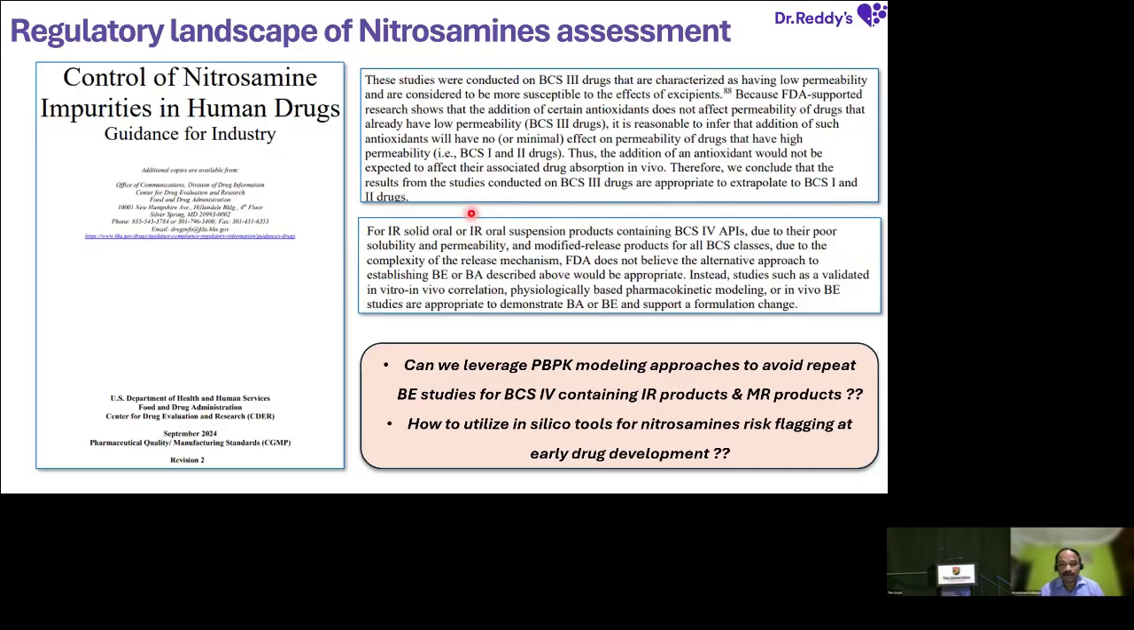So the question that we are trying to address through this presentation is, can we leverage the PBPK modeling approaches to avoid the repeat bioequivalence studies for BCS class 4 containing IR drug products as well as the MR products? And the second question that we would like to answer is, how do we utilize the in silico tools for nitrosamine risk flagging early during drug development? So basically, we are trying to come up with an entire in silico workflow from the beginning of the development until the end of the development, wherein there is a possibility to avoid the repeat BE studies for BCS class 4 containing IR products as well as the MR products.